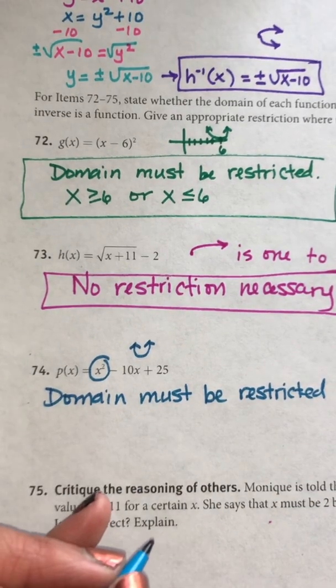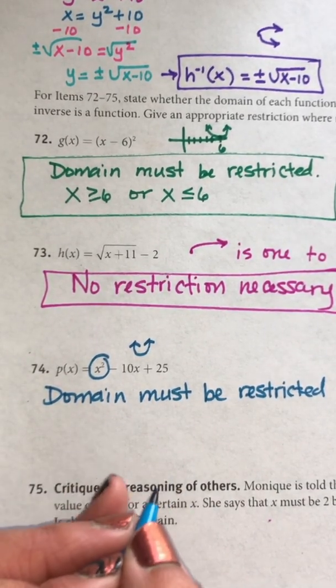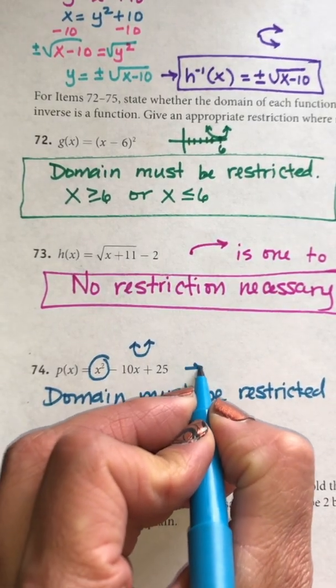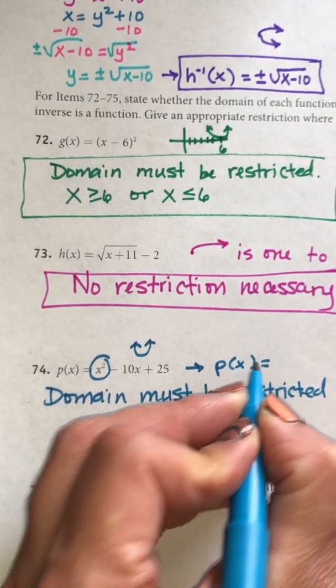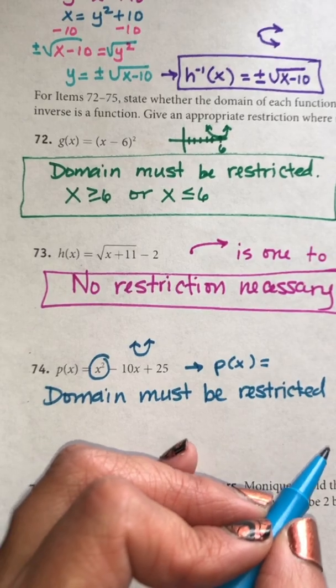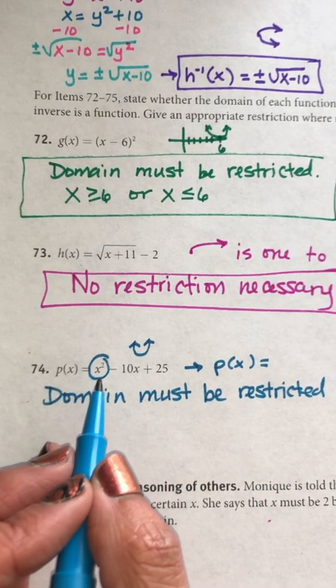But we need to say how to restrict it. So that means we do need to rewrite this. So it'll be p of x equals x squared minus 10x plus 25. I believe that's factorable.